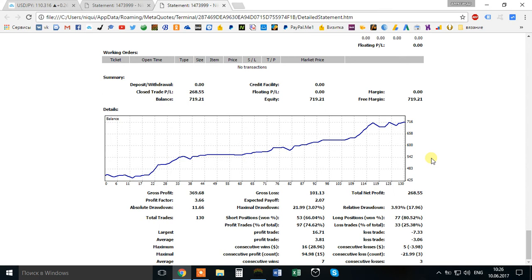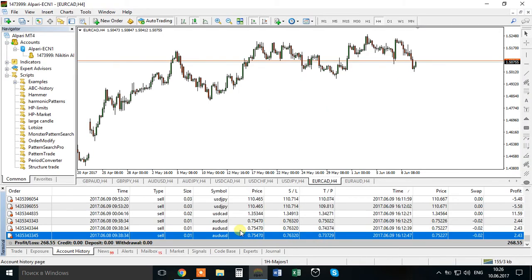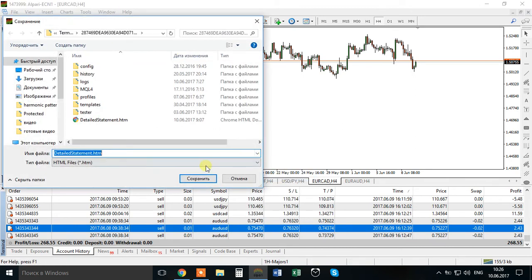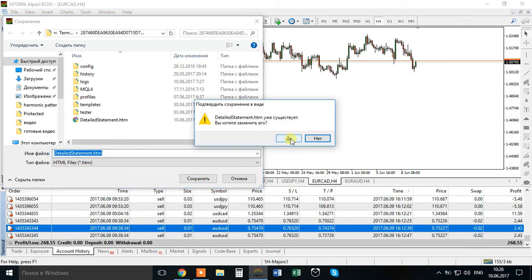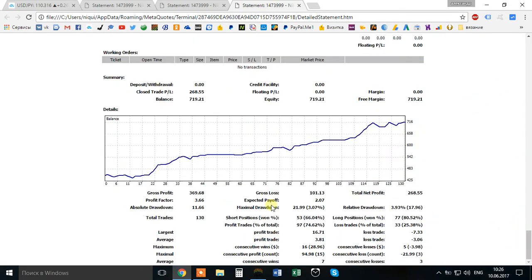You might think that maybe I have changed something in that statement. Well, I can export it in front of your eyes. Let me go to account history. Let me double click that, save as detailed report, replace the existing one. Yes, because I already have that, without changing, without anything at all, changing nothing. Boom. Same. 3% maximum drawdown.